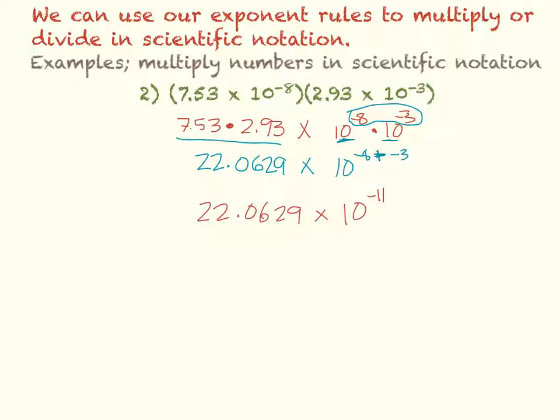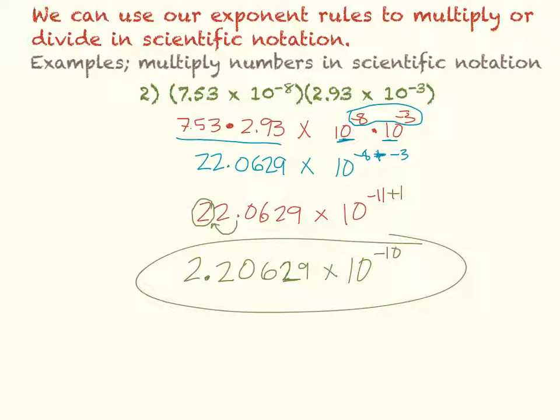But again, we are not yet in scientific notation because this needs to be your only number to the left of the decimal. So I need to move it one spot. And if I move it one spot to the left, I need to add 1 up on my exponent. So that's going to give me 2.20629 times 10 to the negative 10th power. And that is your final answer.